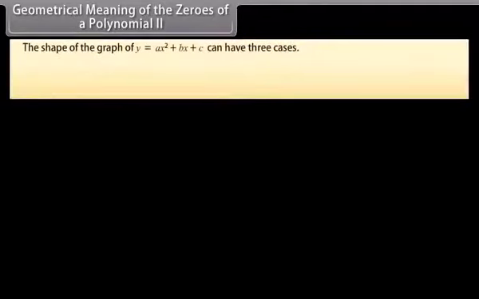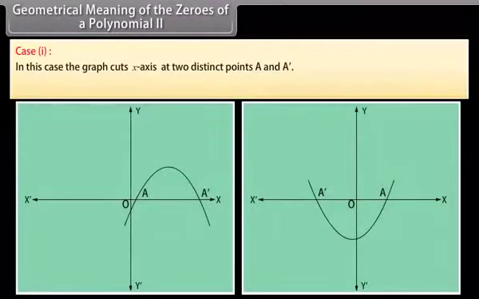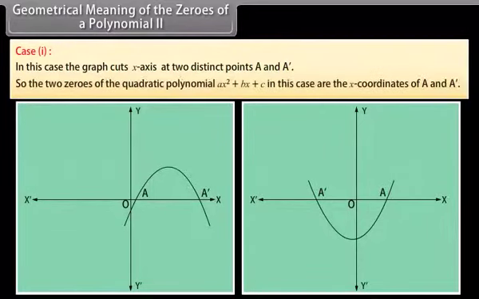Geometrical meaning of the zeros of a polynomial 2. The shape of the graph of y is equal to ax square plus bx plus c can have 3 cases. Let's discuss them one by one. Case 1. In this case, the graph cuts x-axis at 2 distinct points, A and A bar. So the 2 zeros of the quadratic polynomial ax square plus bx plus c in this case are the x-coordinates of A and A bar.